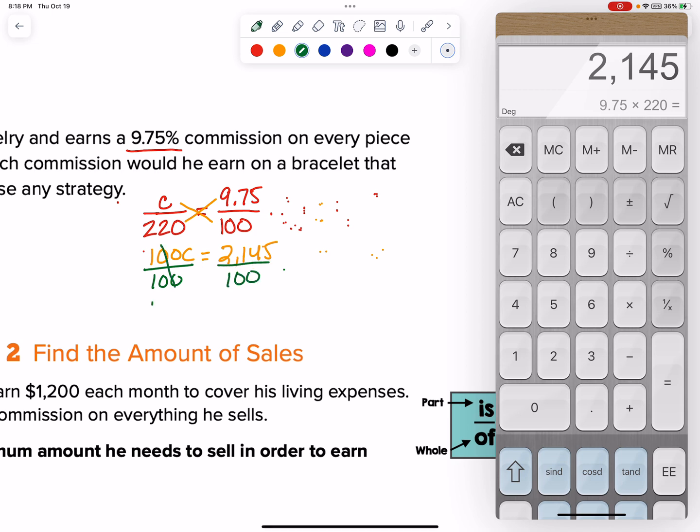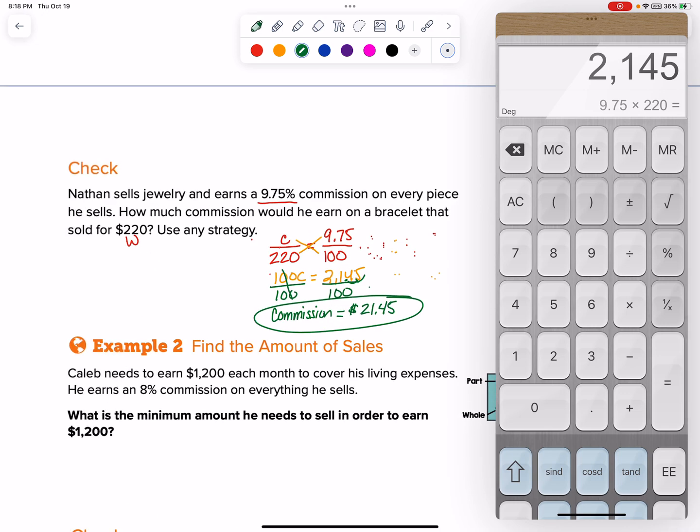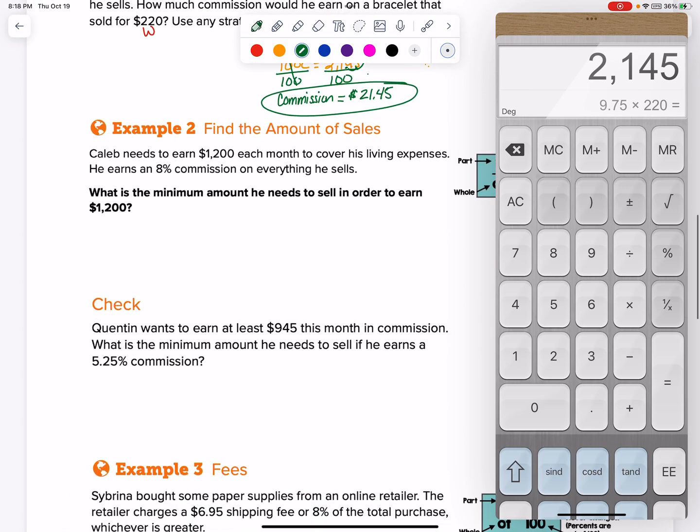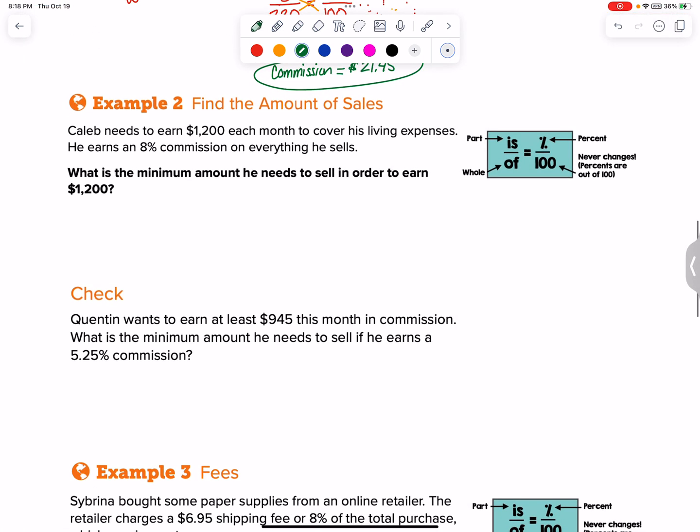Let's go ahead and write our commission equals, as money, swoop, swoop, $21.45. And there we go. Okay. All right, let's go ahead and move on. So that's as simple as it is. So I think you could probably pull off the rest of this on your own, but we'll go through it together anyway.